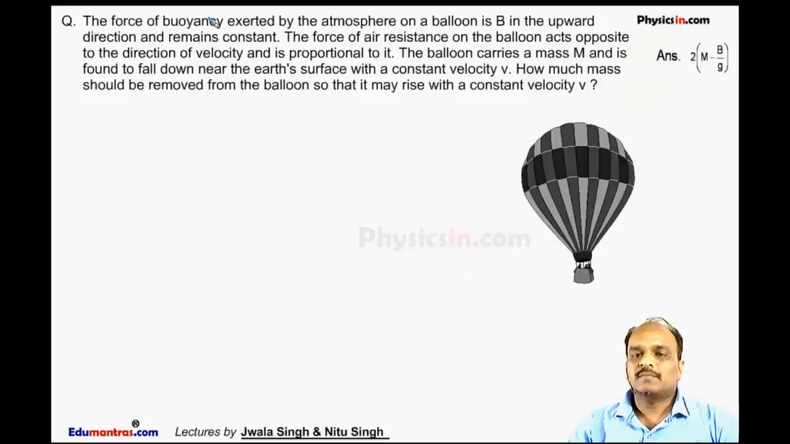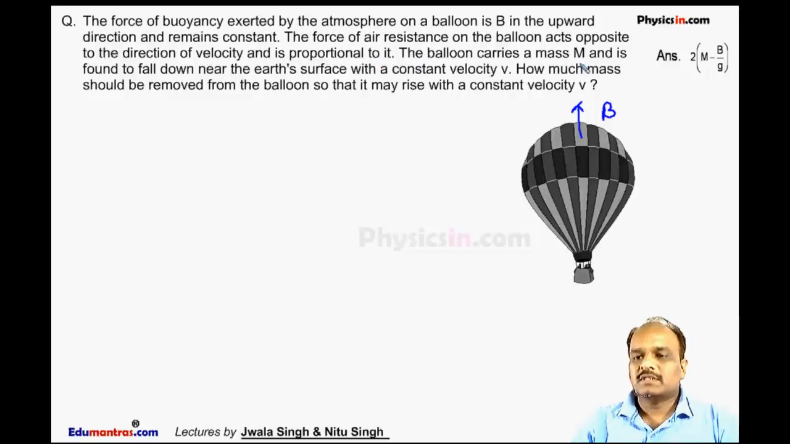Now here is a question based on a balloon. The force of buoyancy exerted by the atmosphere on a balloon is B. This is the buoyant force acting on the balloon, in the upward direction, and it remains constant. The force of resistance of the balloon acts opposite to the direction of velocity and is proportional to it. This is also called drag force.